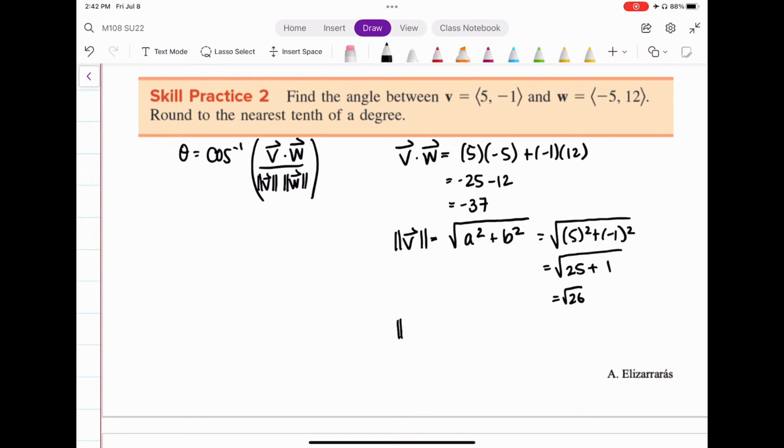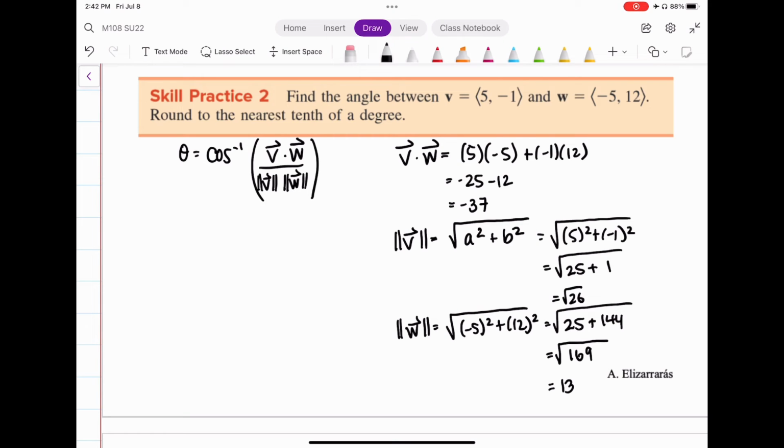The magnitude of vector w is then equal to the square root of -5 squared plus 12 squared. That's equal to the square root of 25 plus 144, which is equal to the square root of 169, which is 13.